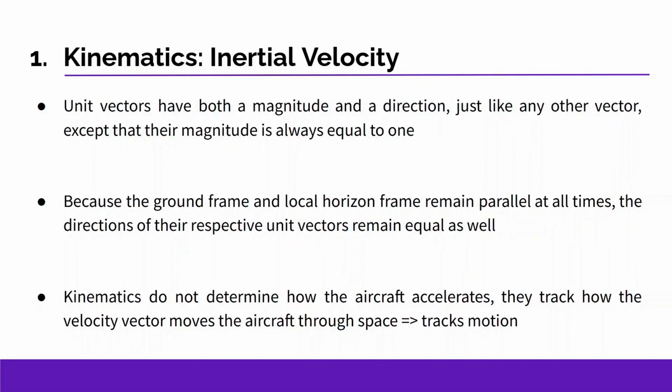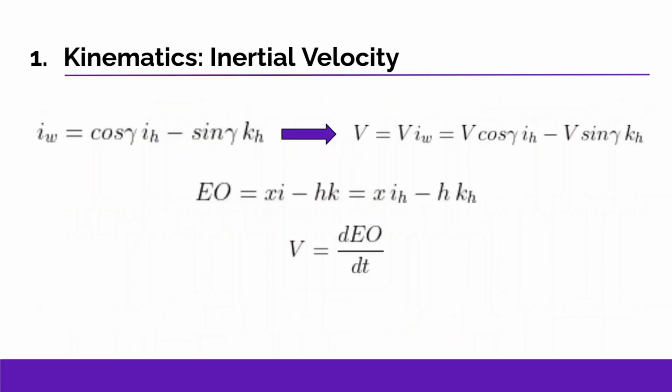So in order to do that, we're going to use the properties of unit vectors, and that is that they have a magnitude and a direction, just like any other vector. Now the only difference is that a unit vector by definition has a magnitude of 1, and because the ground frame and the local horizon frame are parallel at all times, that means that their direction is actually the same as well. That means that the unit vectors making up the ground frame and the unit vectors making up the local horizon frame are mathematically equivalent. They have the same magnitude and the same direction.